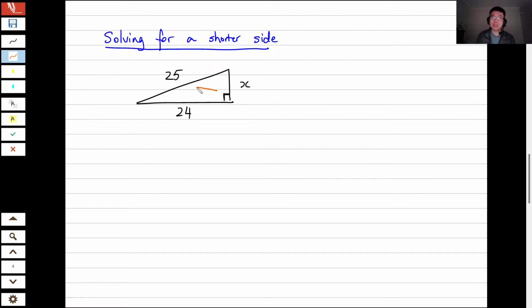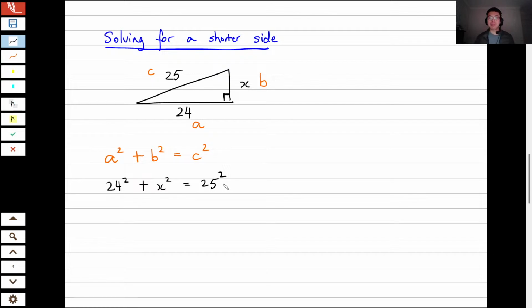Notice that the hypotenuse was given this time. It's 25. So this time, I'm not going to be solving for the longest side. I'm solving for one of the other two shorter sides. And here I've called that side x. So let's start by labeling the sides of the triangle A, B, and C and write down Pythagoras' theorem. A squared plus B squared equals C squared. We can replace the numbers. So 24 squared plus x squared equals 25 squared.